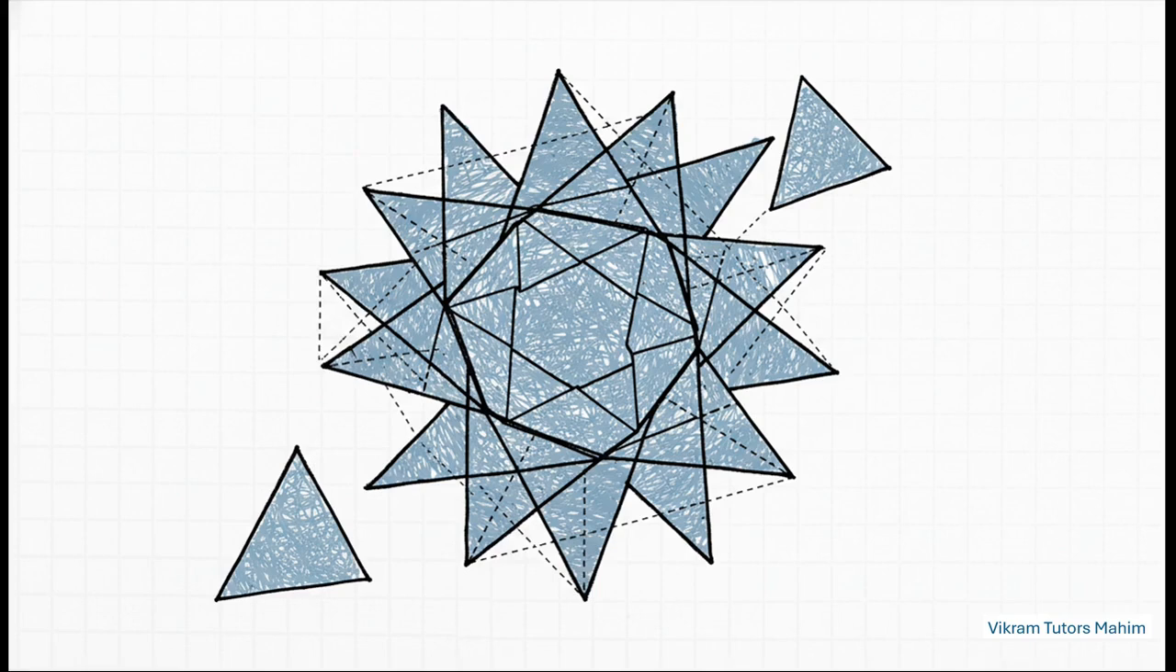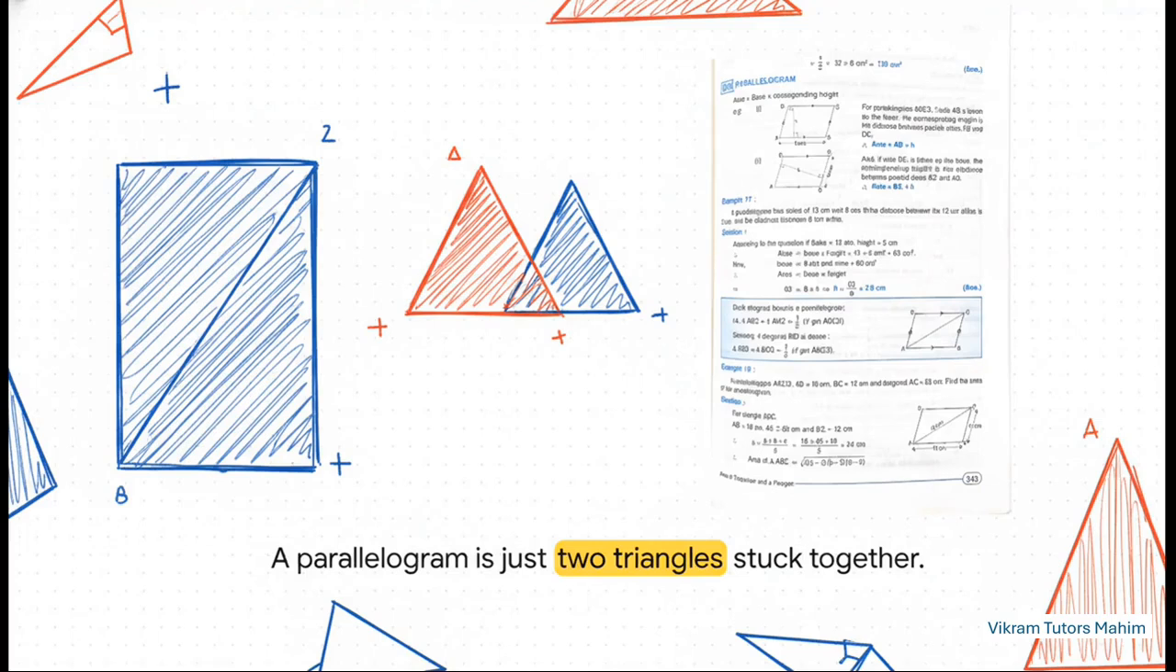Because those really complex shapes, they're almost always just a bunch of simple shapes stuck together. For instance, look at a parallelogram. It looks kind of weird and slanted, right? It might seem tricky to measure, but watch what happens when you draw a diagonal line across it. Bam! It's just 2 triangles stuck together. So all you have to do is find the area of one of those triangles, double it, and you've got the area of the whole thing.